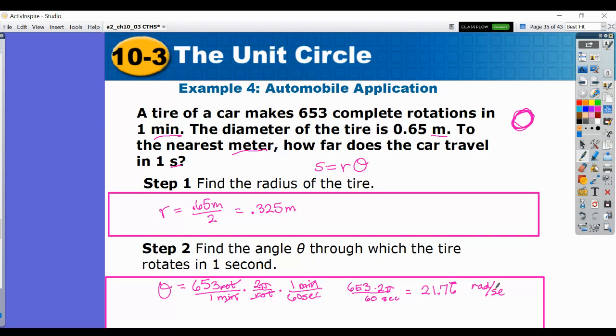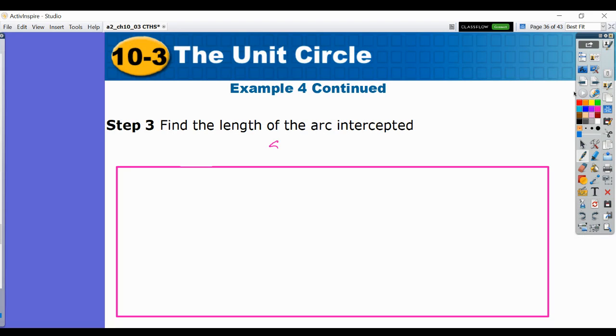Radians per second. But I want to know how far it went. That's not a distance. That's an angle. So now to find the final answer, I'm just going to take S equals R times theta. On the next page, S equals R times theta. Now my S was 0.325 meters. Theta was 21.76 repeating radians per second.